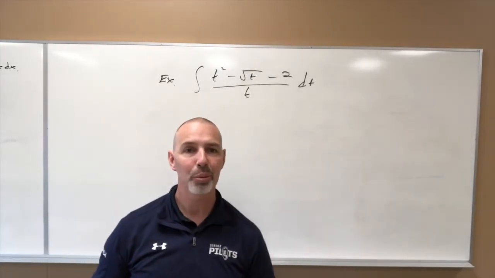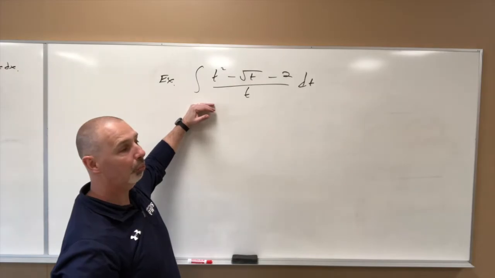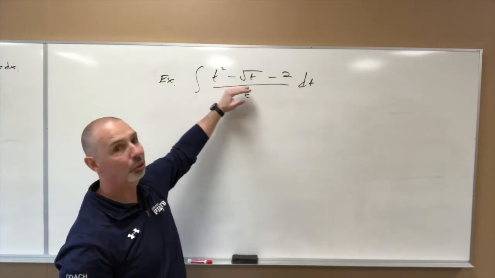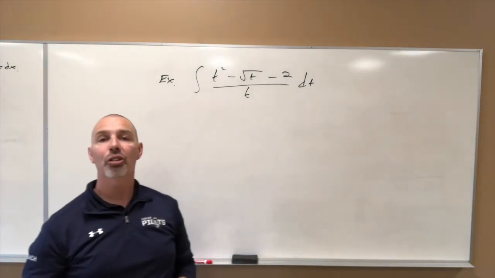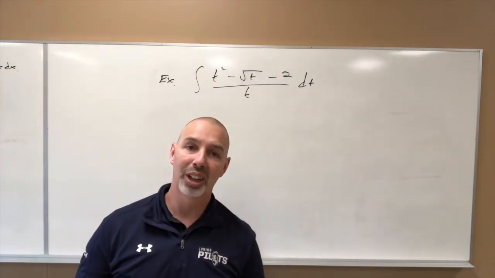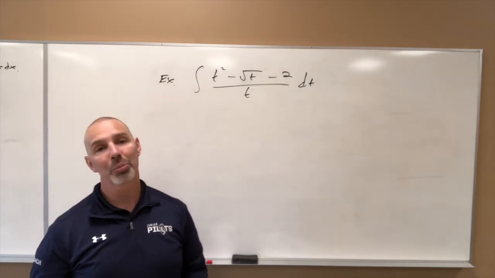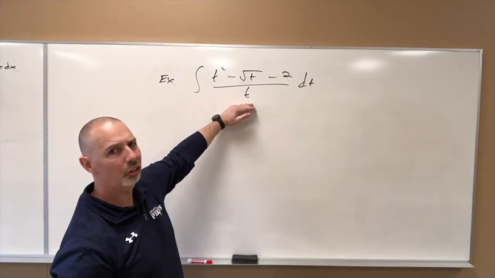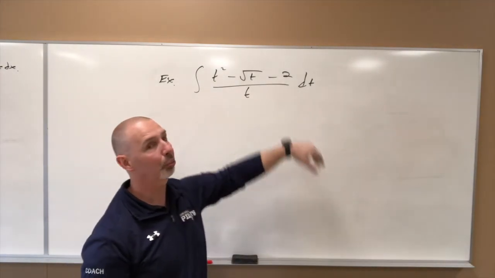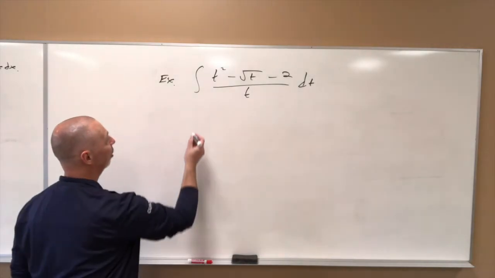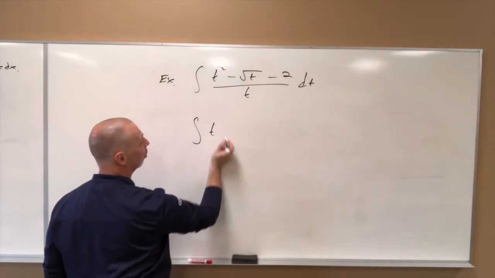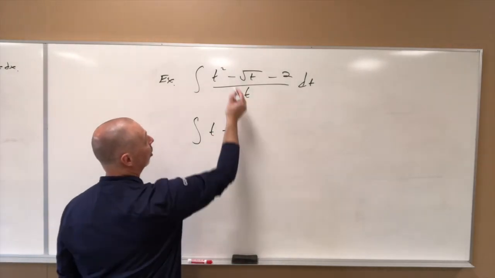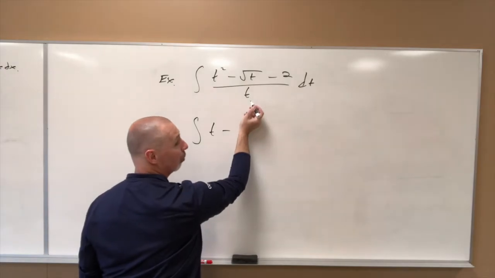Here's our second example. So for this one, we have the integral of t squared minus root t minus 2 all over t dt. First thing you're going to want to do when you have a question like this is simplify it. This t is a common denominator under each of these three parts. So simplifying it means it's going to become, here we have t squared over t minus t to the 1/2 over t.